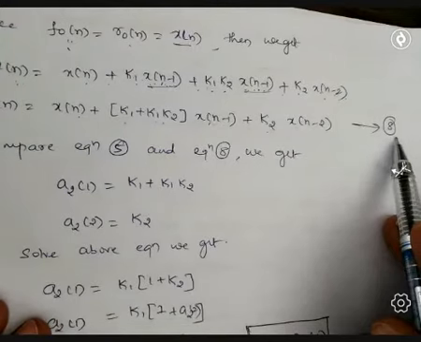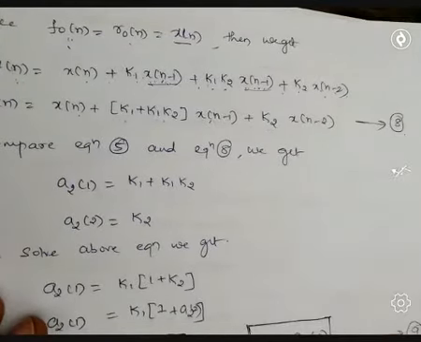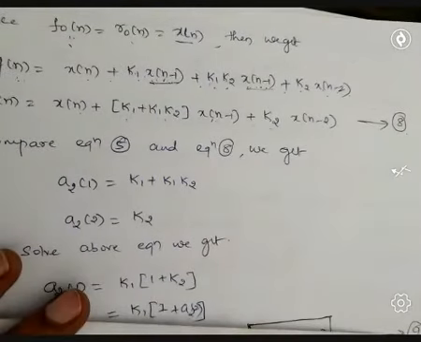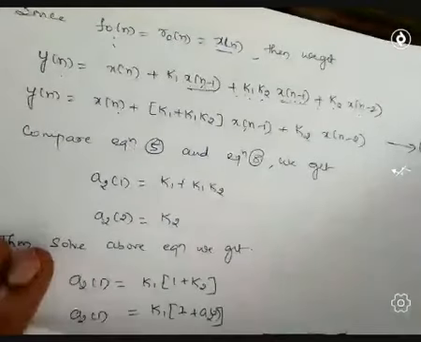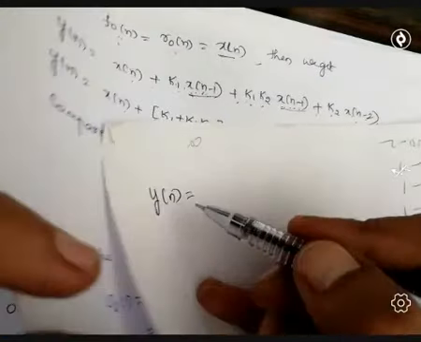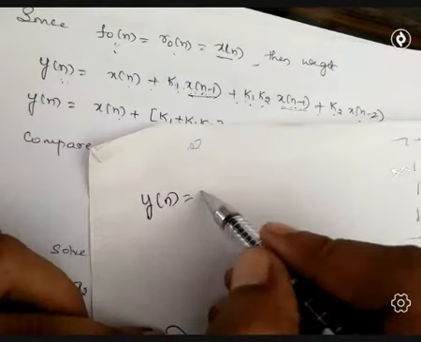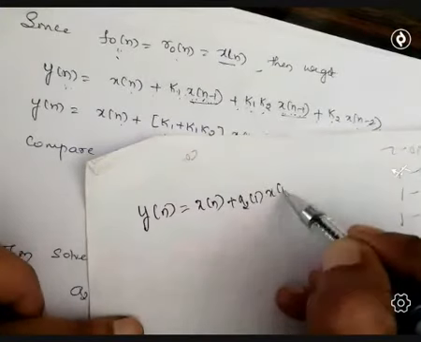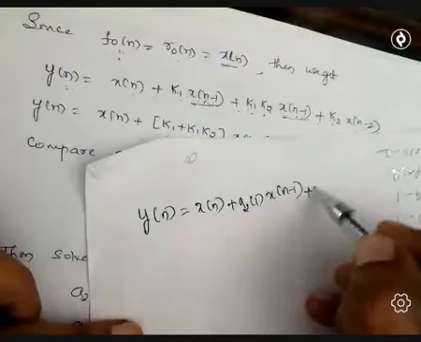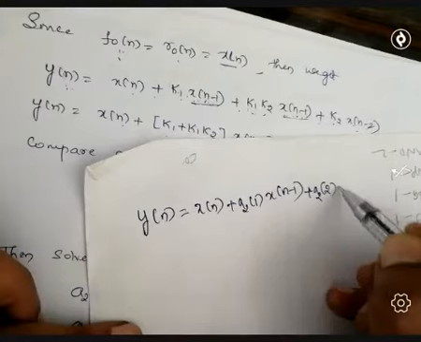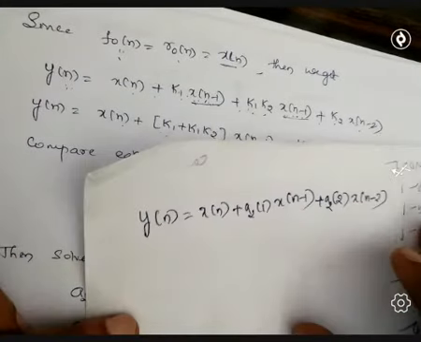Compare equation 5 and equation 8. What is equation 5? Equation 5 we got, here I'm going to write equation 5, that is y of n equal to x of n plus a2 of 1 x of n minus 1 plus a2 of 2 x of n minus 2. So this is equation 5.